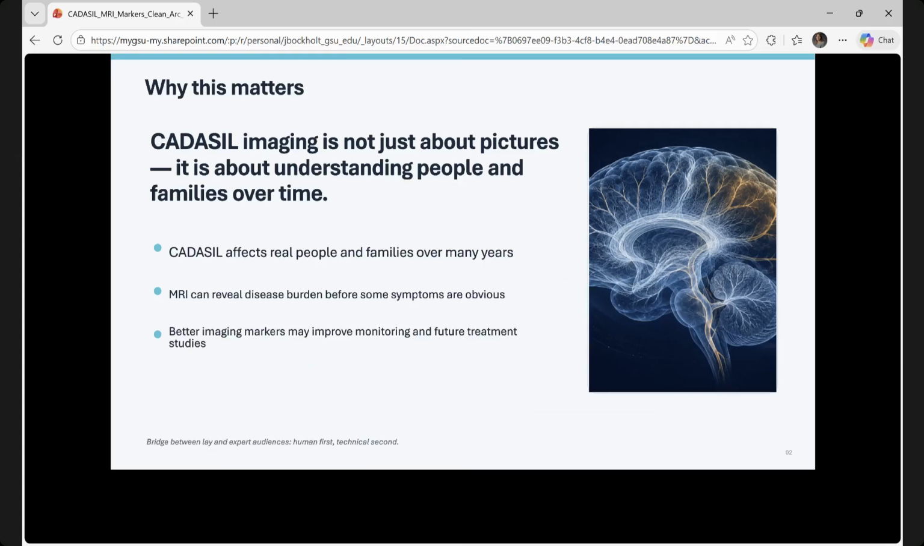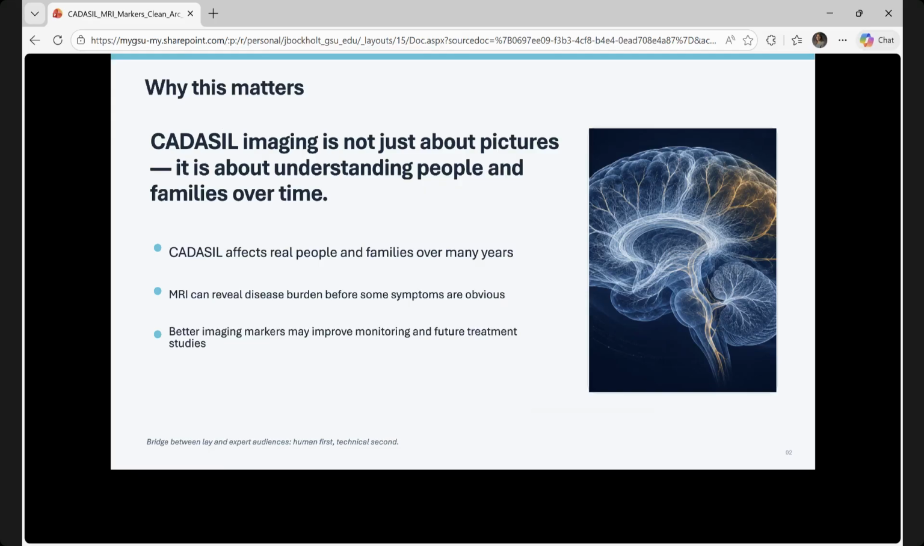So as the support cells around the vessel wall degenerate, the vessels themselves become less able to regulate blood flow. And because blood flow is what supports and protects the brain tissue, this is what leads to visible white matter injury. We'll talk about what that looks like in terms of lesions, and then lacunes, microbleeds, and other MRI changes.